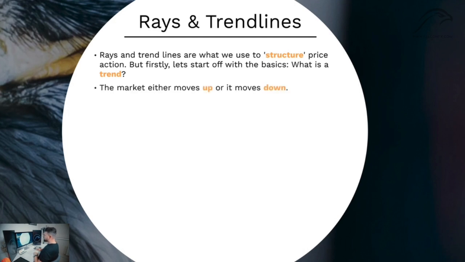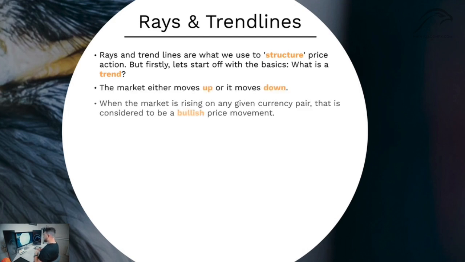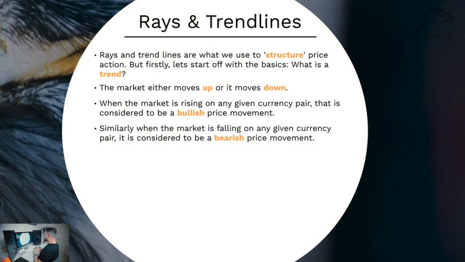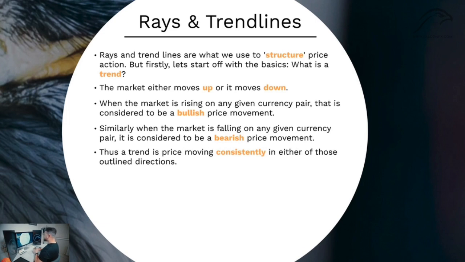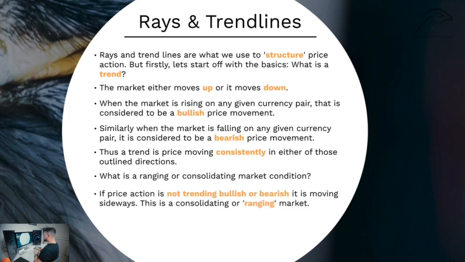What is a trend? The market either moves up or it moves down. When the market is rising on any given currency pair, that is considered to be a bullish price movement. Similar to when the market is falling on any given currency pair, that's considered to be a bearish price movement. Essentially, a trend is price moving consistently in either one of those outlined directions, either to the upside or to the downside. But what is a ranging or consolidating market? If price action is not trending bullish or bearish and it's moving sideways, this is what we call a consolidating, ranging market, or simply just a correction.